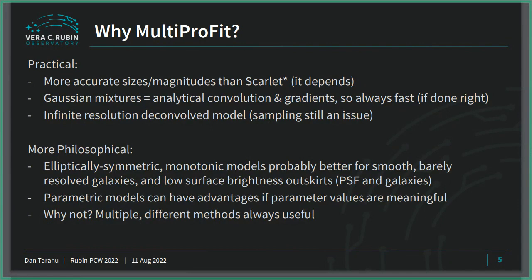You can model the wings of a PSF as far as you want with Gaussian components probably pretty well, and you could do low surface brightness features like stellar halos and intracluster light and that sort of thing reasonably well. Parametric models also can have some advantages. For example, the Sersic index can be useful. It's vaguely correlated with galaxy morphology. That, of course, depends on the parameterization. And more generally, why not? It's always useful to have multiple algorithms, and I'll show you some examples of what we learned just by having multiple algorithms.